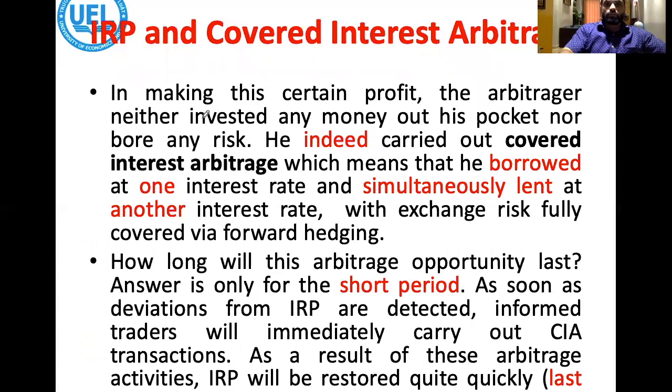Now next, in making this certain profit, the arbitrager neither invests any money out of his pocket nor bears any risk. He carries out covered interest arbitrage, which means borrow at one interest rate and simultaneously lend at another interest rate. Borrow in US and lend in UK, with exchange risk fully covered via forward hedging. We also call it hedging. Buy from one market and sell in a different market, or buy and sell at different prices, or enter in forward prices. That's called this thing.